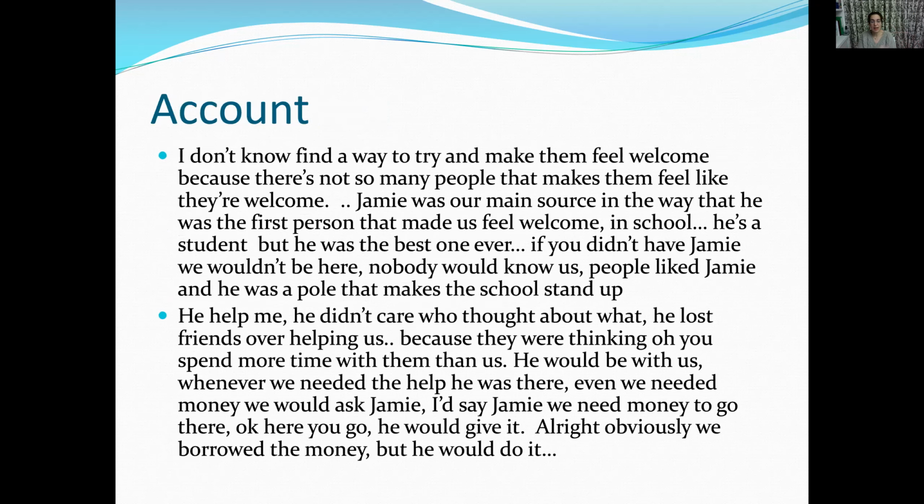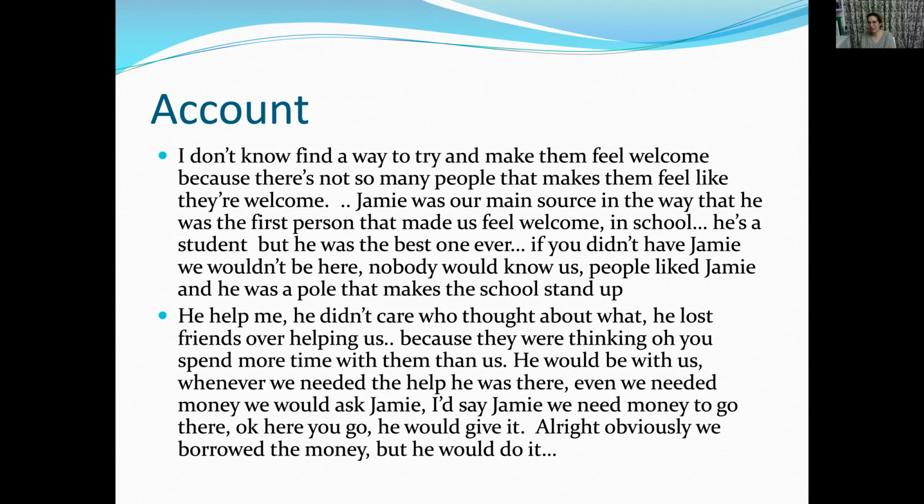And I'll put the student account here that I think is important, because it highlights why it's important to help young people settle at school. So this is a young fella who said, find a way to try and make them feel welcome, because there's not so many people that make them feel like they're welcome. Jamie was our main source in the way that he was the first person that made us feel welcome in school. He's a student, but he was the best one ever. If we didn't have Jamie, we wouldn't be here. Nobody would know us. People liked Jamie, and he was a pole that makes the school stand up.